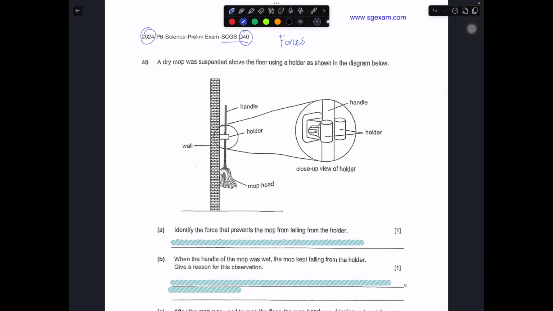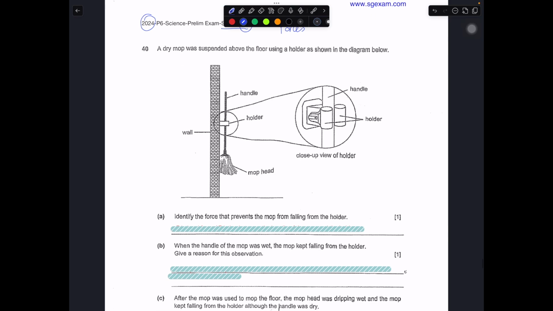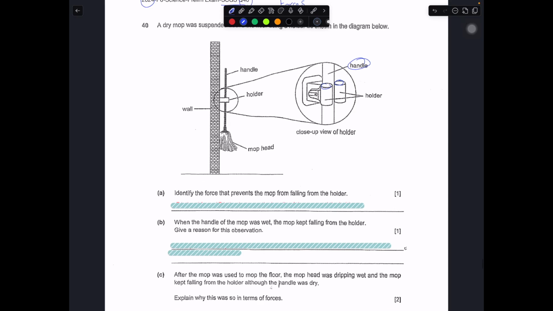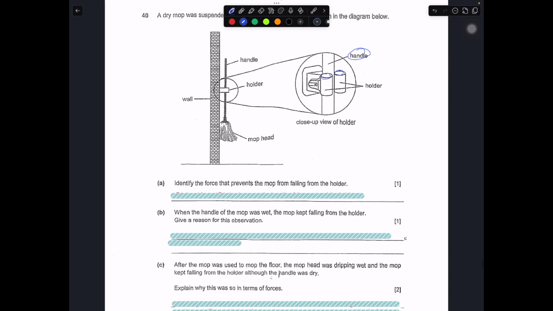So a dry mop was suspended above the floor using a holder as shown in the diagram. You can see this holder over here. There are two rounded clips to clip on the handle of the mop. This is the close-up view being shown. Certain words are very important: holder, handle. Identify forces that prevent the mop from falling.